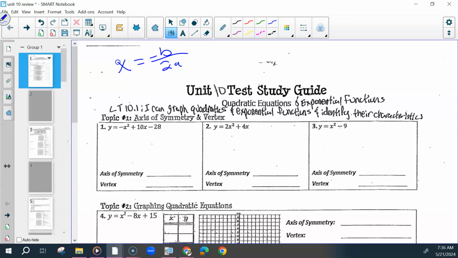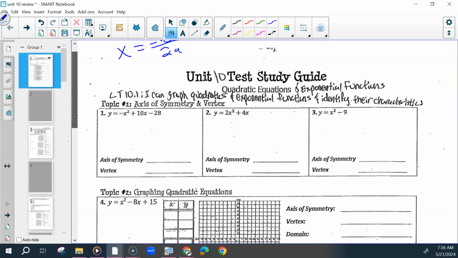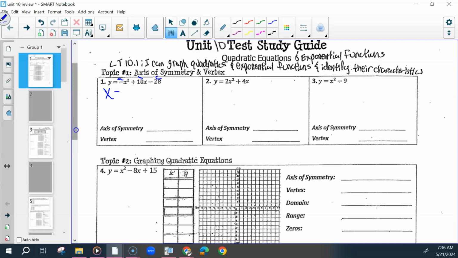Green phone up. So to find our axis of symmetry for number 1, we're going to do that same thing. Remember that each of these is a number, a, b, c. So for our axis of symmetry, this would be x equals negative 10 over 2 times negative 1.